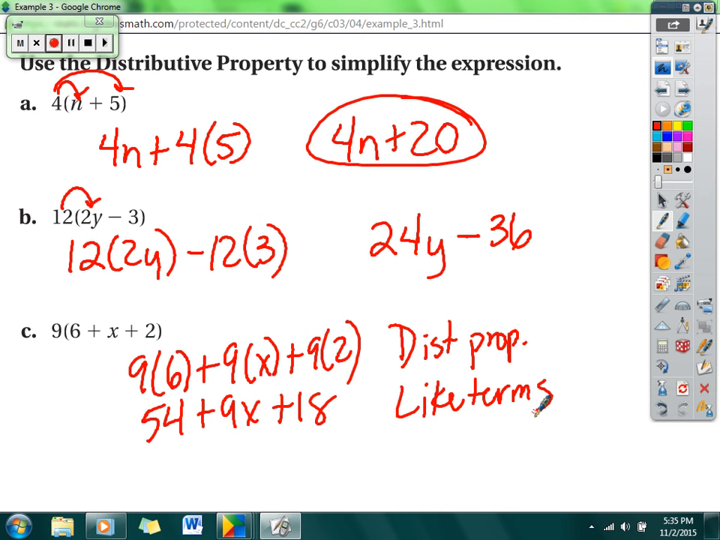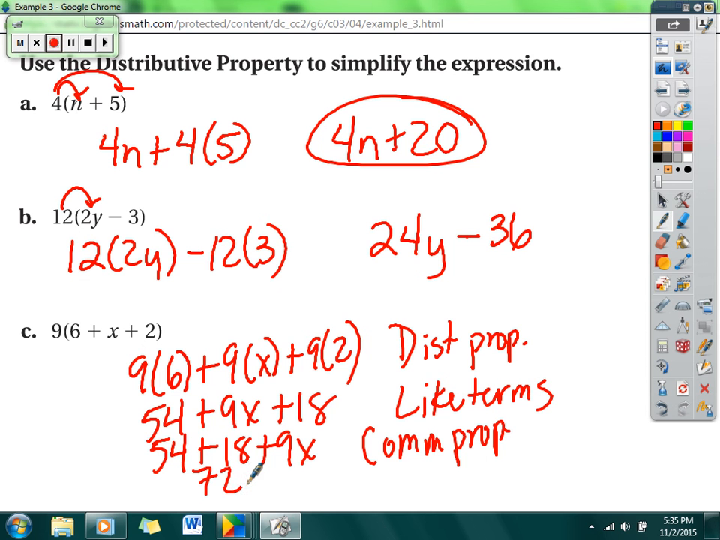So 54 plus 18, the way I can get that 18 by the 54 is by the commutative property. 54 plus 18 plus 9x, and this is because of the commutative property. Now 54 plus 18 is going to be 72 plus 9x, and this is, you can say, because of adding like terms, and there's your final answer.